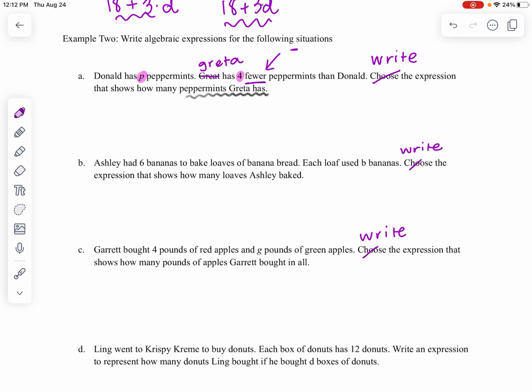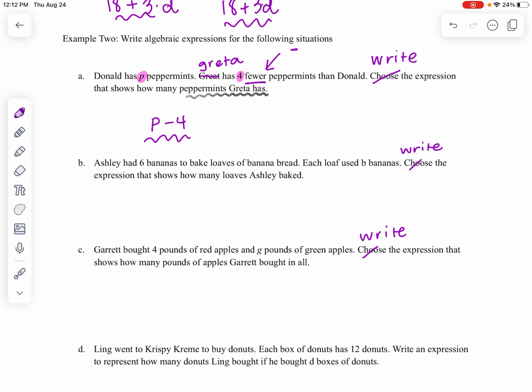So P represents Donald, and Greta has fewer peppermints than Donald. She has 4 less than Donald. So if he has P peppermints and she has 4 less, for example, if he had 6, then she would have 2. The way I figured that out is I just did 6 minus 4. So all I have to do here is P minus 4, and that is our answer right here.